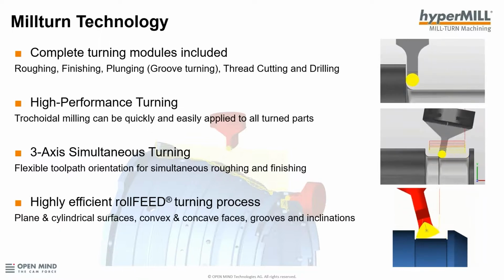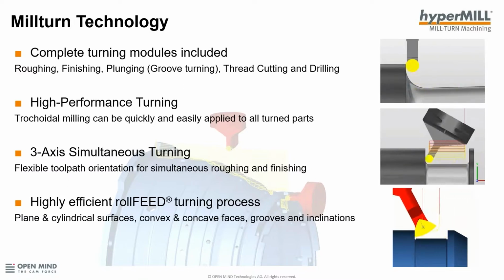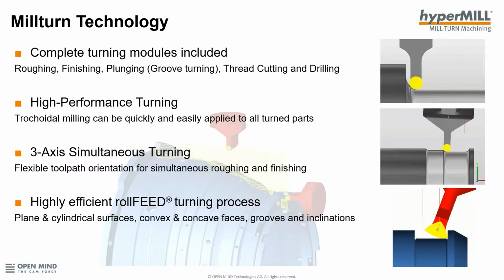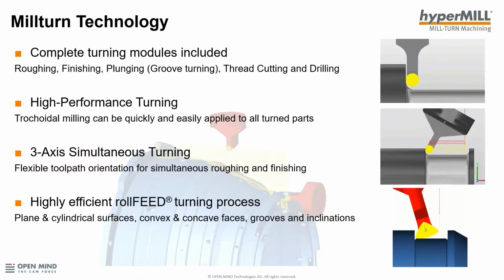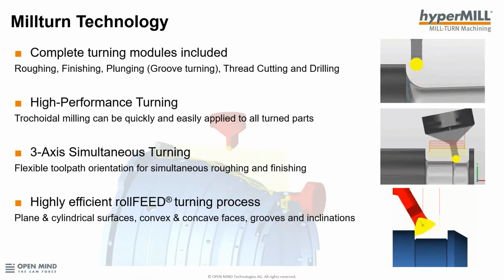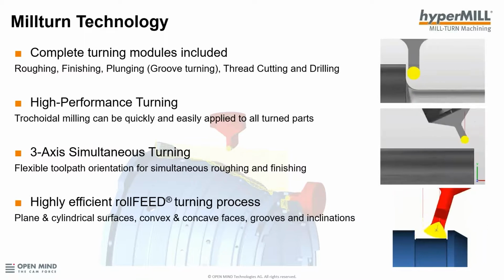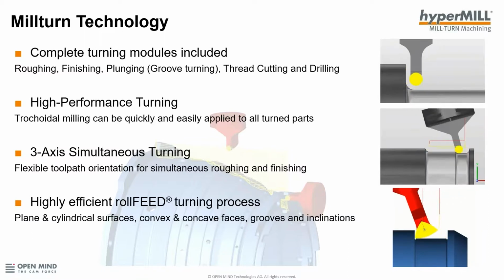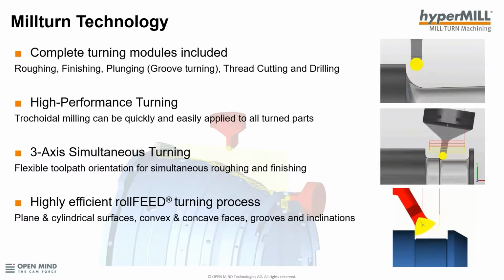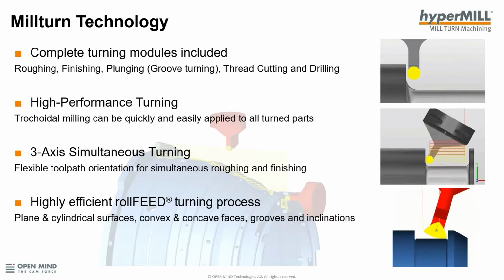Okay. Also using high performance turning, a trochoidal path can be generated very easily, as you can see in these animations on the right hand side. Even 3-axis simultaneous roughing and finishing utilizes the complete tool, and gives a very flexible tool path orientation. And in our future releases, you will see we are going to merge these technologies as well.